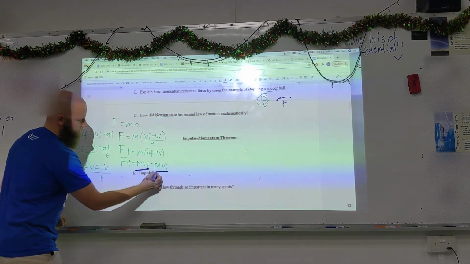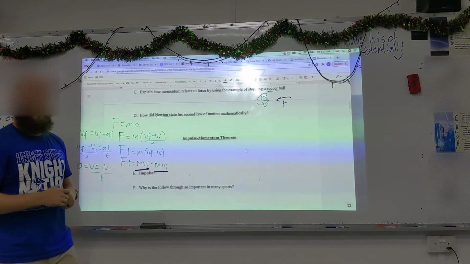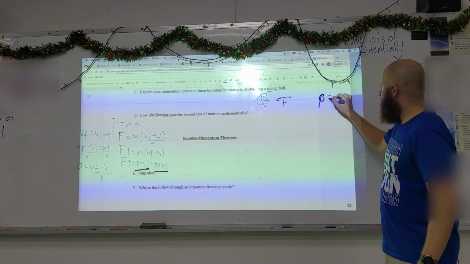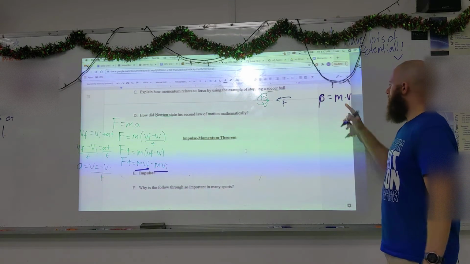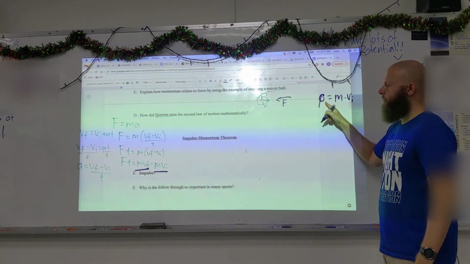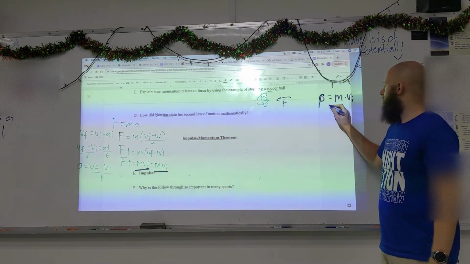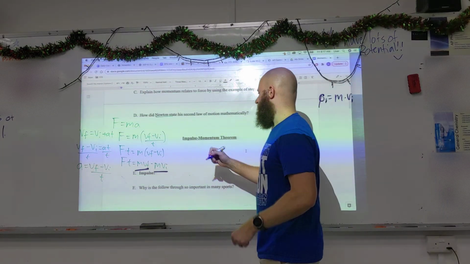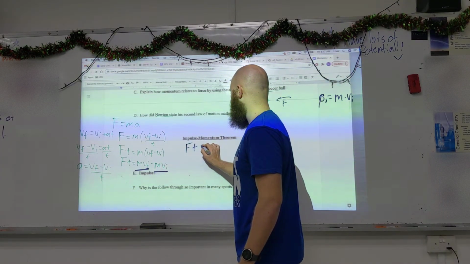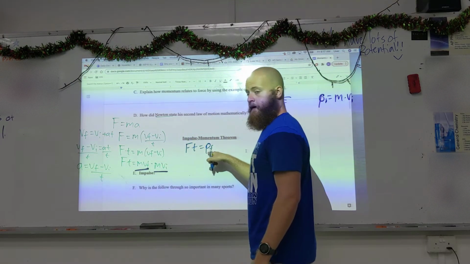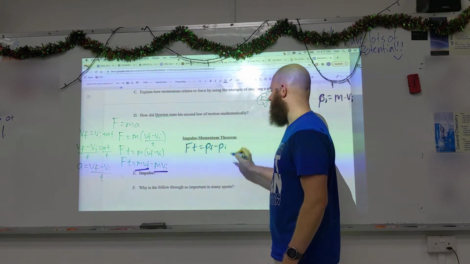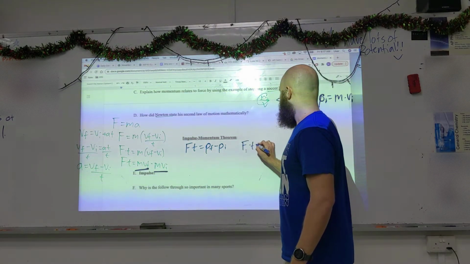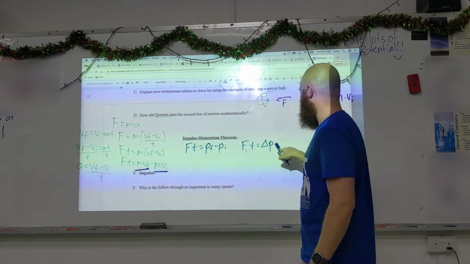Now, this right here, does that look familiar? Anyone? Does that look familiar? Of course, right? That's just our formula for momentum, m times v, right? But I'm specifically using Vi. So what kind of momentum is this? Yeah, it should be my initial momentum, right? So another way I could write this is F times T equals the final momentum minus the initial momentum. And I could also write it like this. F times T equals delta P, the change in momentum.